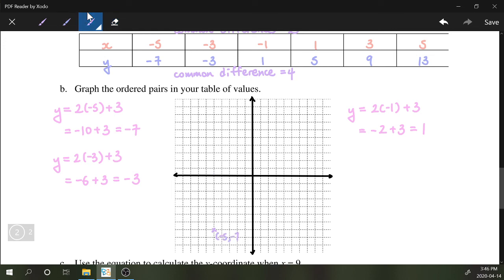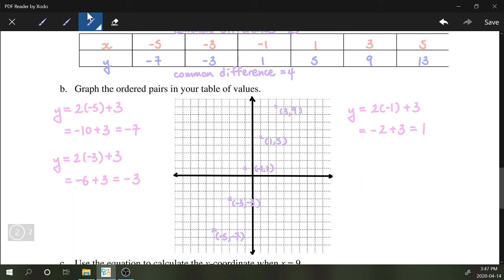Negative 5, negative 7. And then from there, we can move to the right 2 spaces and then up 4 spaces, because those are the common differences of x and y respectively. So then we have negative 3, negative 3. We will have negative 1, 1. You might notice already that we won't be able to fit every point on the graph, but that's okay. We have 1, 5. And finally, we have 3, 9, which is up here.